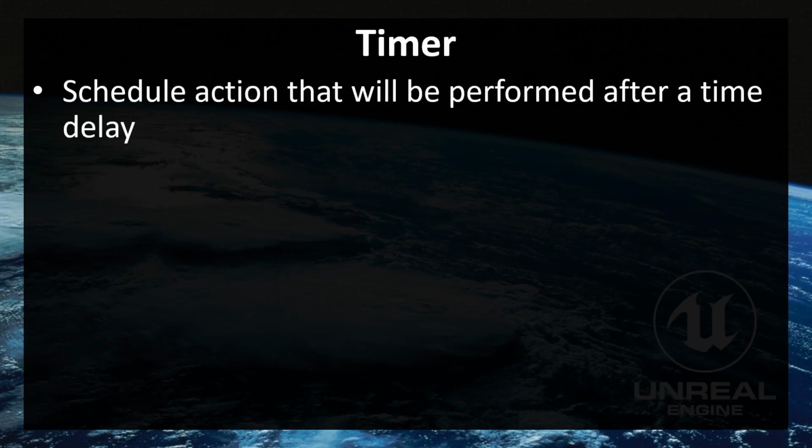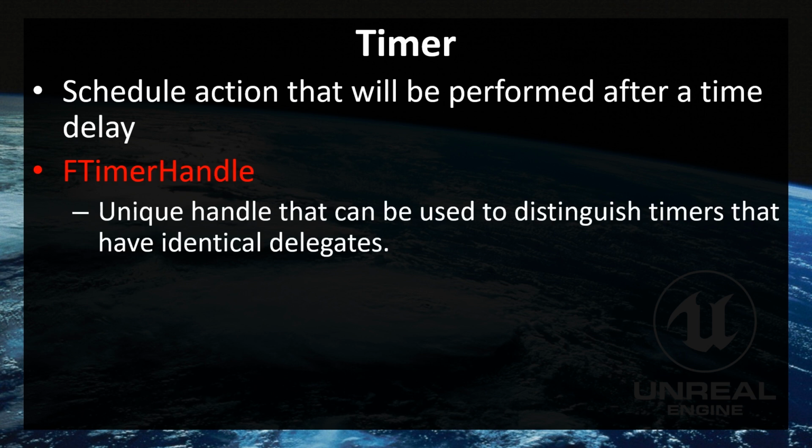So what is a timer? Well, a timer schedules an action that will be performed after a time delay. To set timers, we need a struct that's called FTimerHandle. Basically, FTimerHandle is used so we can distinguish different timers that have the same delegate. And a delegate is something that allows you to call functions inside your class. So if you have two different timers that are doing the same thing, with FTimerHandle you can distinguish them.